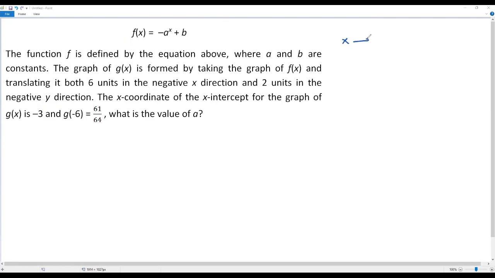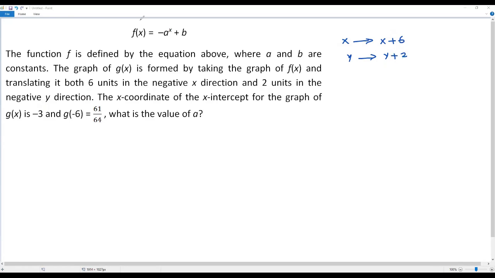Since we do a horizontal translation of 6 units to the left, the x in the function f of x has to be replaced by x positive 6. And since we do a vertical translation of 2 units down, that is the negative y direction, y in the function f of x has to be replaced by y positive 2. When we do a horizontal translation to the left, we use a positive sign. In case we do a horizontal translation to the right, instead of positive, we'll have to take a negative sign. And the same thing, when we do a vertical translation down, we use a positive sign over here. When we do a vertical translation up, instead of positive, we have to use negative.